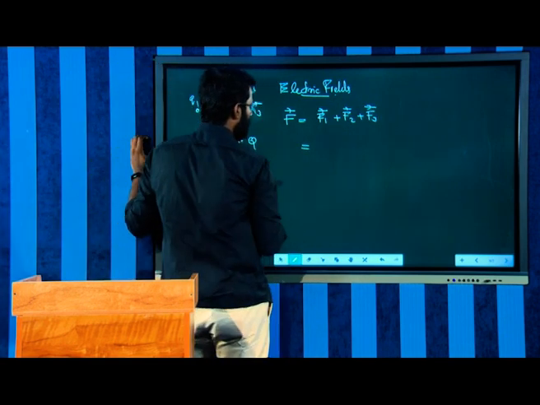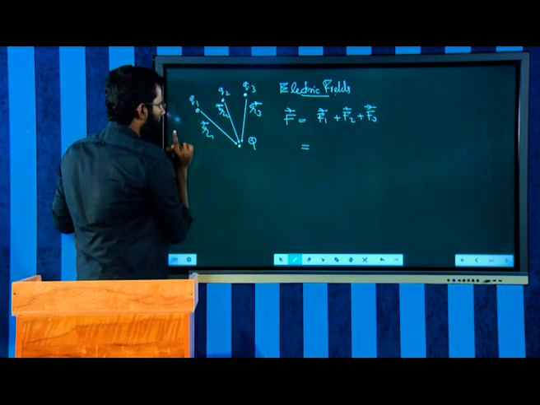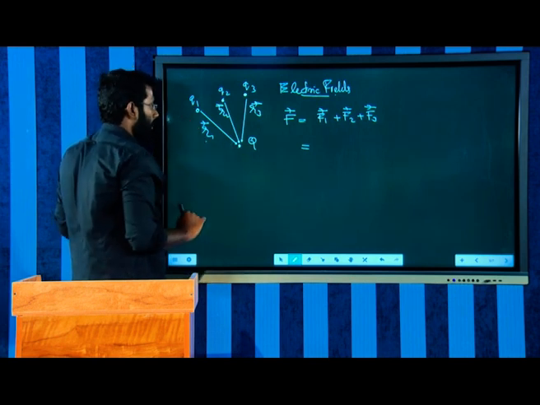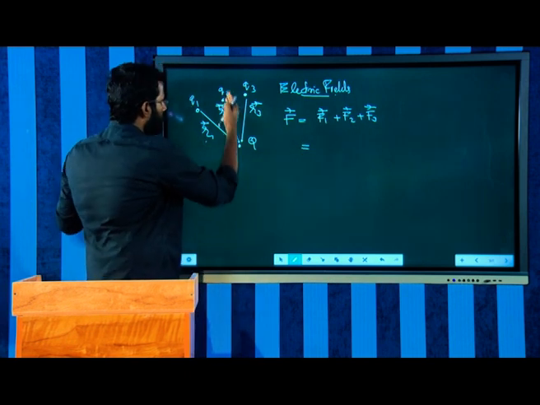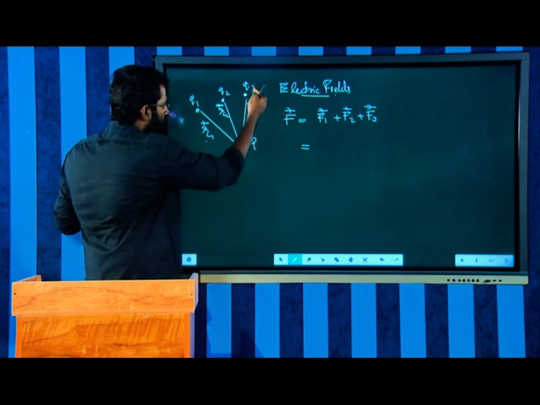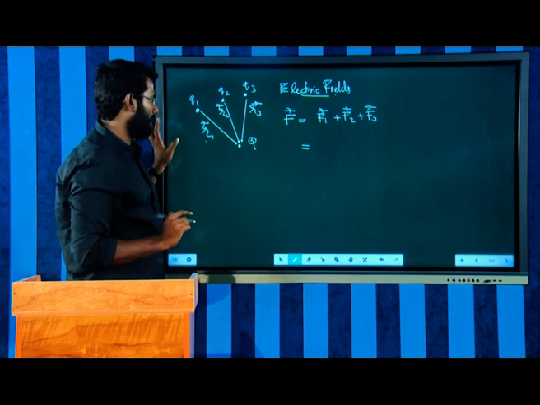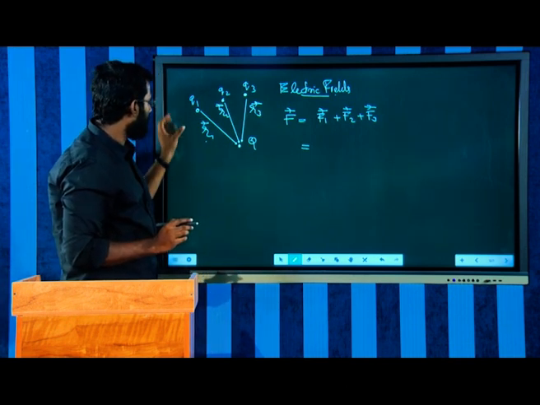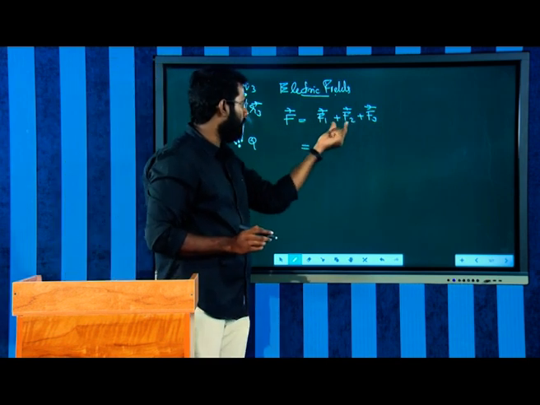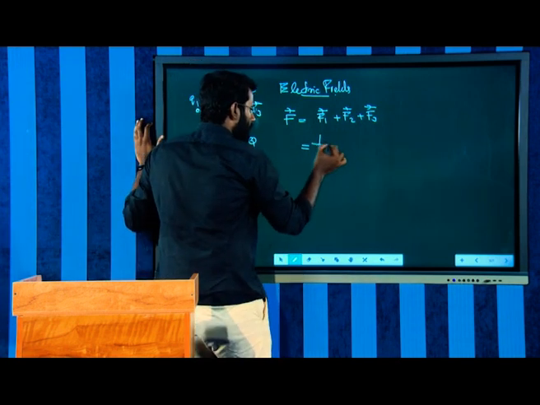Now what was that F1? F1 is 1 by 4 pi epsilon 0 Q1 into Q divided by R1 square into R1 cap, and F2 is Q2 into Q divided by R2 square, and F3 is Q3 into Q divided by R3 square into R3 cap. That means the factor 1 by 4 pi epsilon 0 is common in F1, F2, F3, so I am taking it outside.